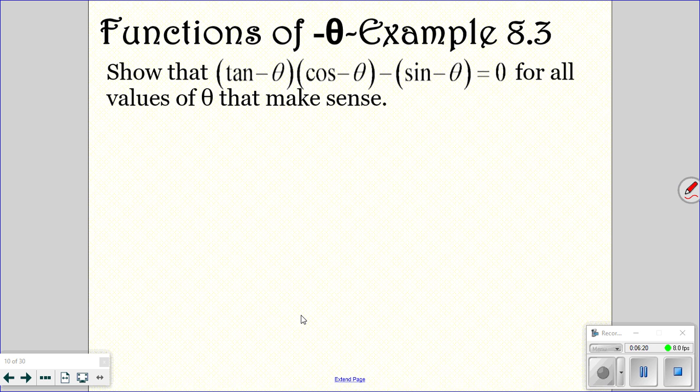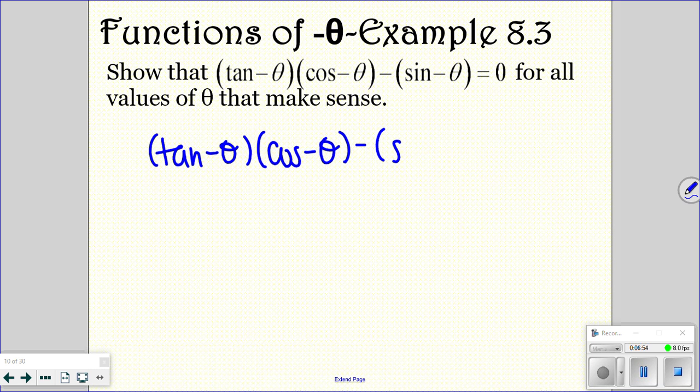For this next one, it says show that the left side equals 0. We did show that last year in my pre-calc class. You should have done show that in another pre-calc class if you didn't take any last year. So what you do is pick one side. We can't really deal with 0 very easily, so obviously we're going to pick the other one. You pick it and write it down.